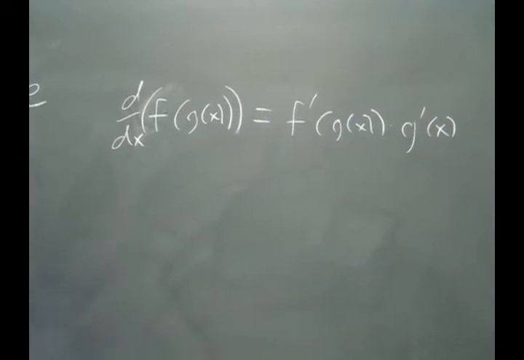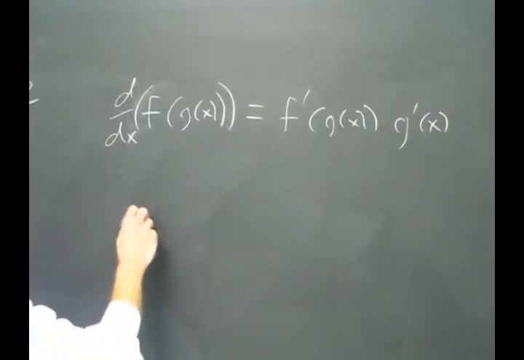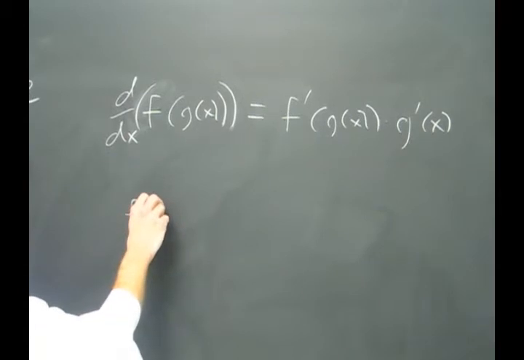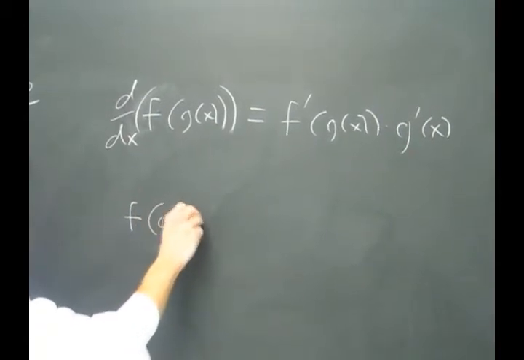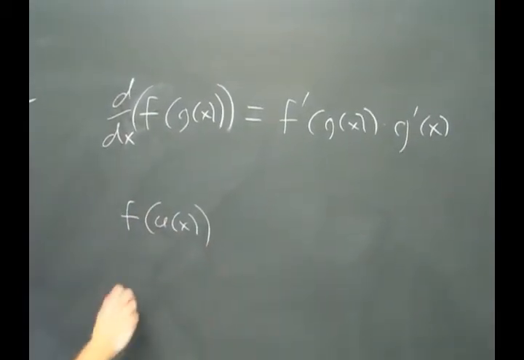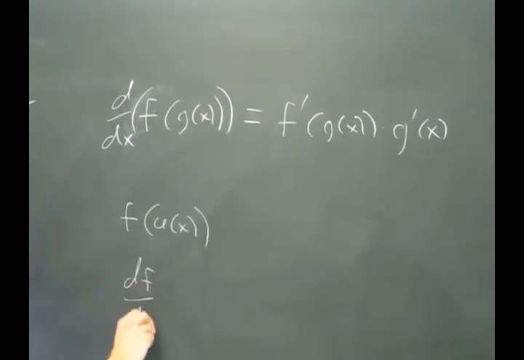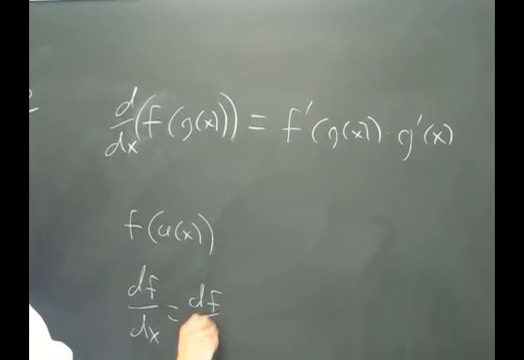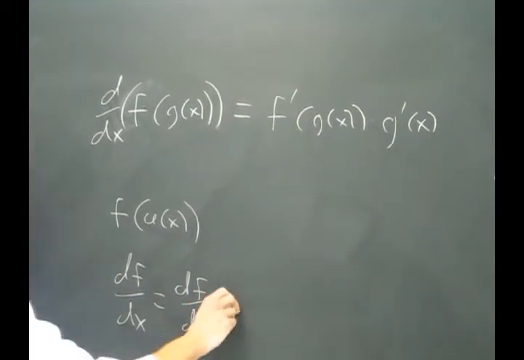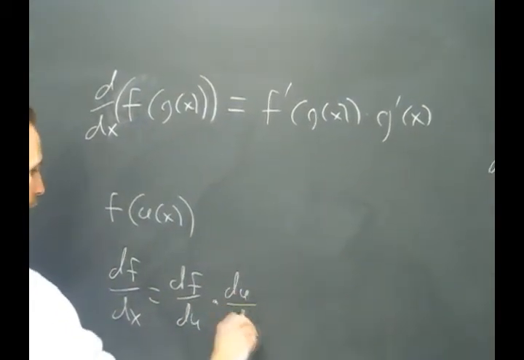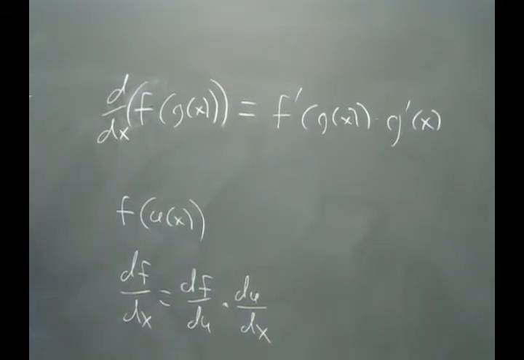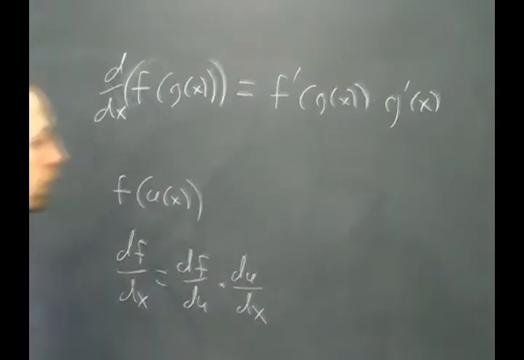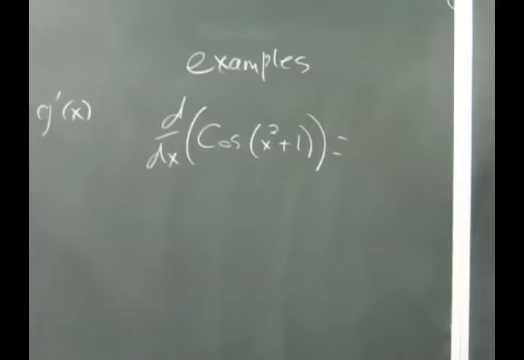For example, this is usually expressed in terms of if you have f of u of x. Sometimes it's written as df dx equals the derivative of f with respect to u multiplied by the derivative of u with respect to x. Chain rule. Examples of this, it basically comes down to identifying what's the inside function and what's the outside function.